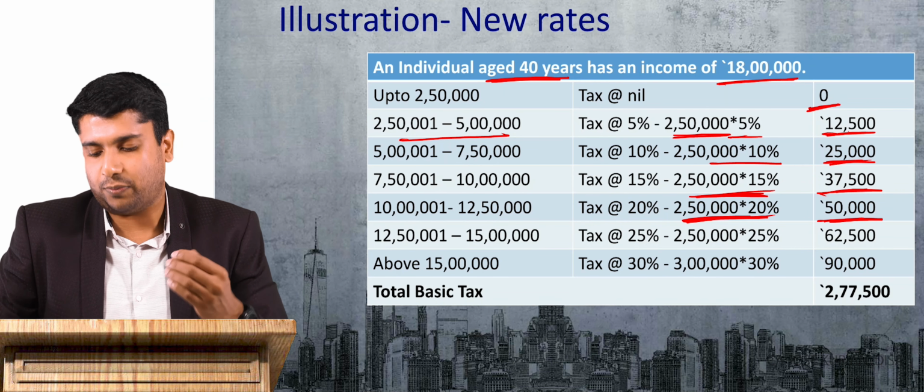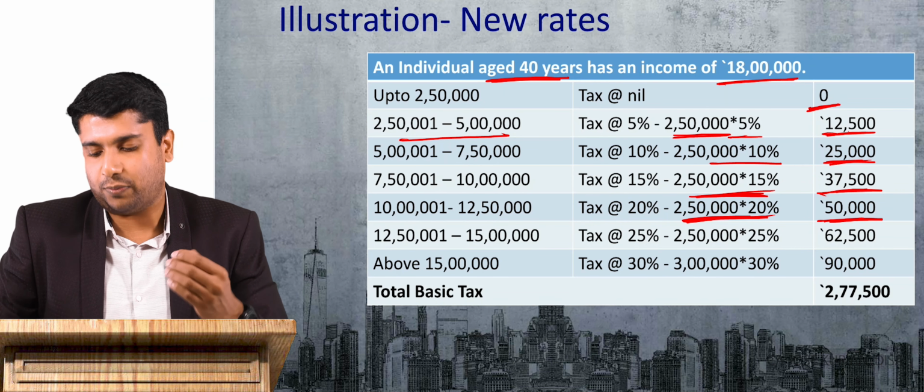That means the new slab rate under 115 BAC. Condition number 1, they are saying if you are an individual and are in receipt of a leave travel concession, then you have to give up your exemption eligible under 10(5). You have to give up that exemption for taking out this new benefit.